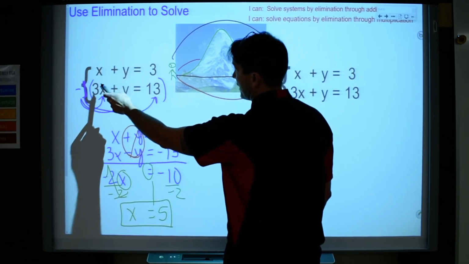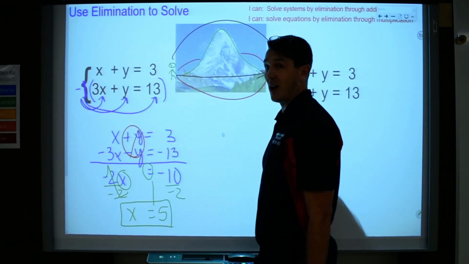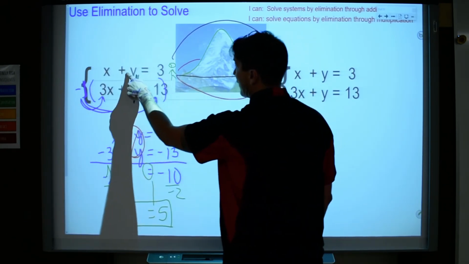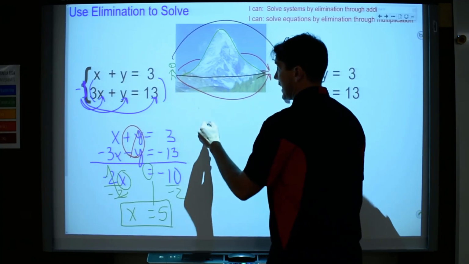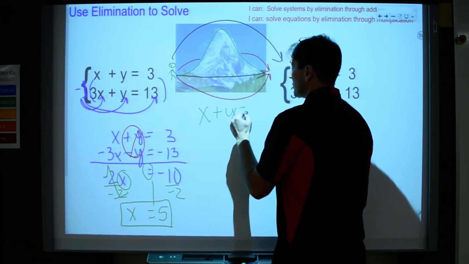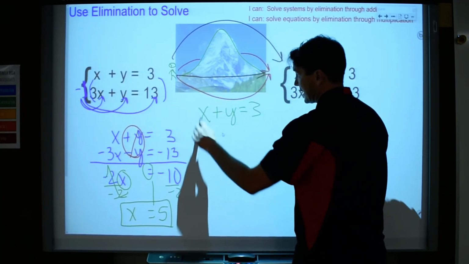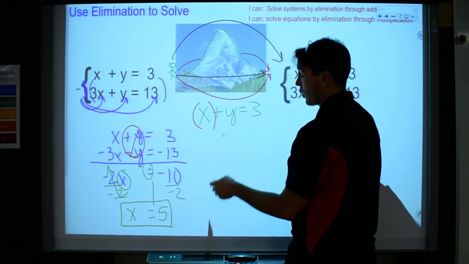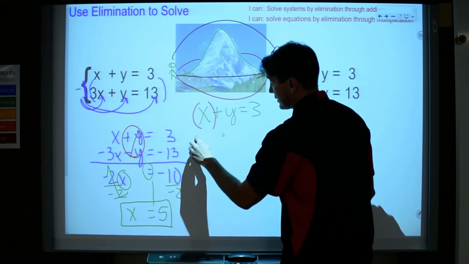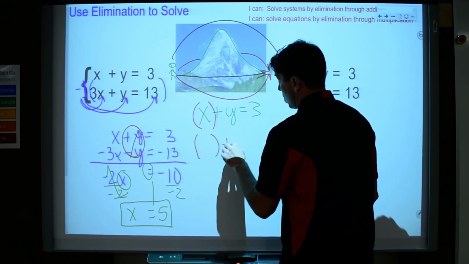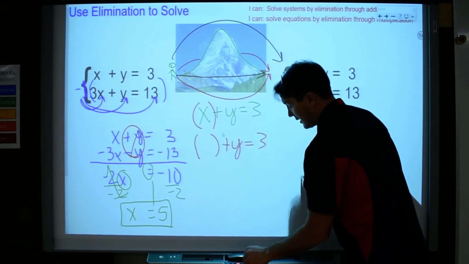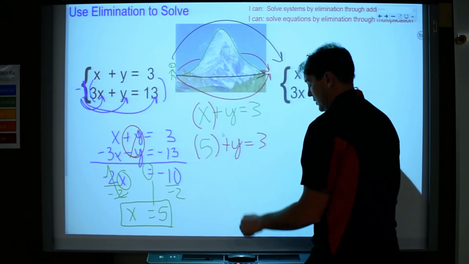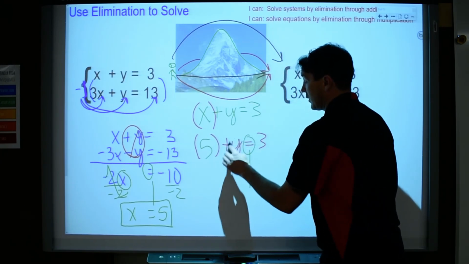Do I want to substitute x into this one or the top one? My argument to you would be, obviously the top one looks a lot simpler than the bottom one, but it wouldn't matter. So I'm going to take the top one, which is x plus y equals 3. And I now know that x is 5. So I'm going to substitute 5 in for x, replacing it with parentheses and adding in the 5, which is what it equals. And now I'll solve for y, and to do that, I'm going to get y alone.